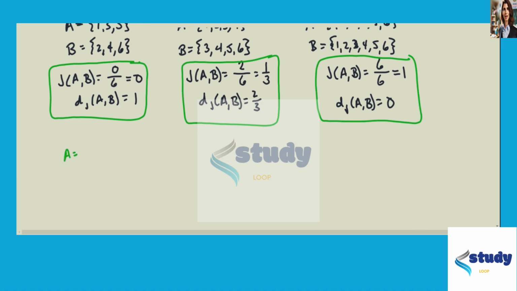Okay, last one. Let's do A and B. We're going to say A just has one element, 1, and B again is going to be 1, 2, 3, 4, 5, and 6, just like the last problem. So what is the Jaccard similarity? Well, the intersection only has one element, so its cardinality is 1. The union has all the numbers 1 to 6, so it will be 1/6. The Jaccard distance, which is 1 minus 1/6, will be 5/6.